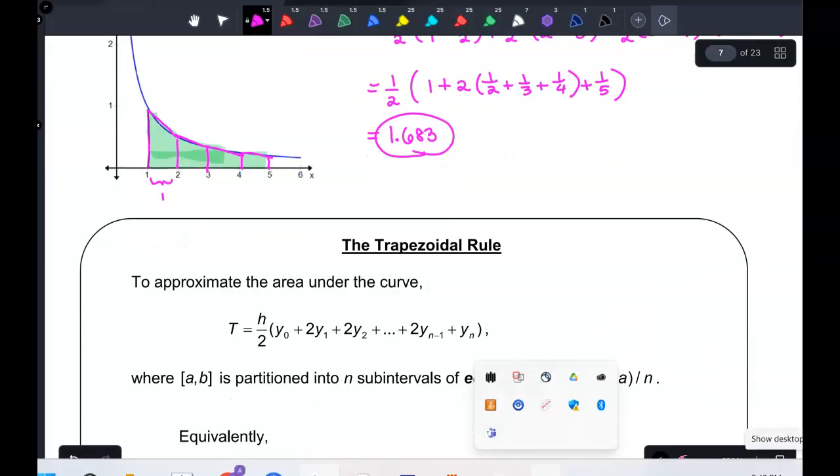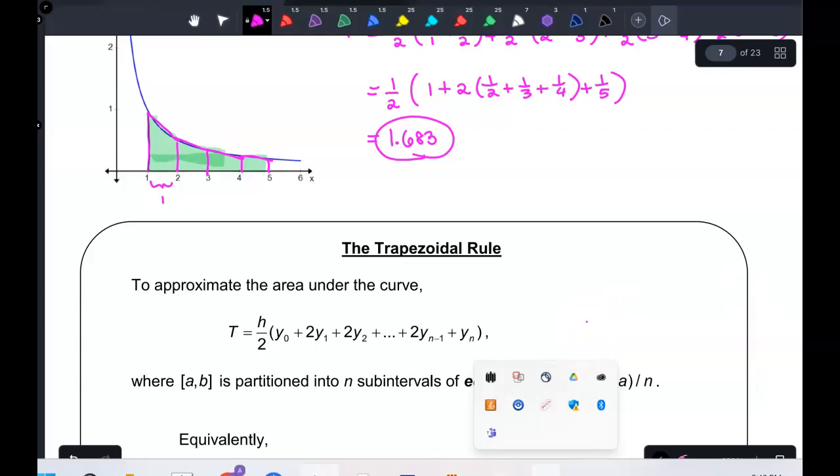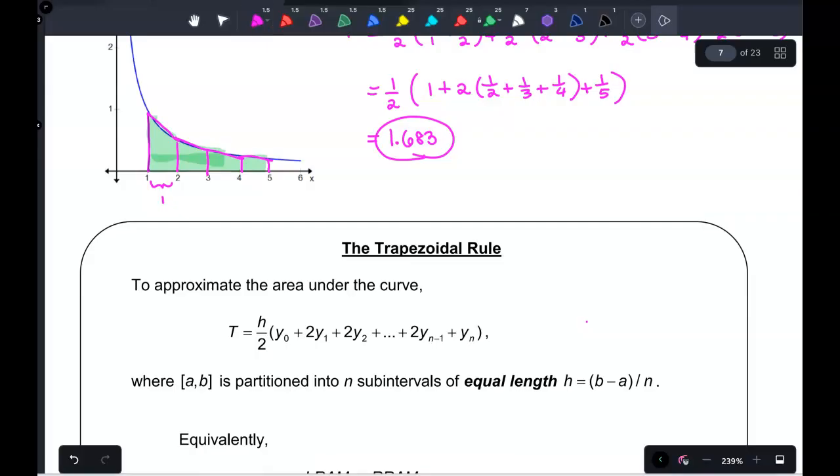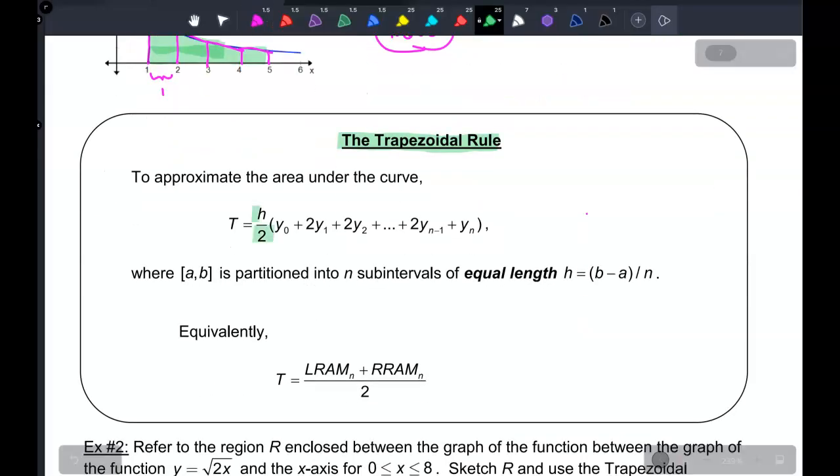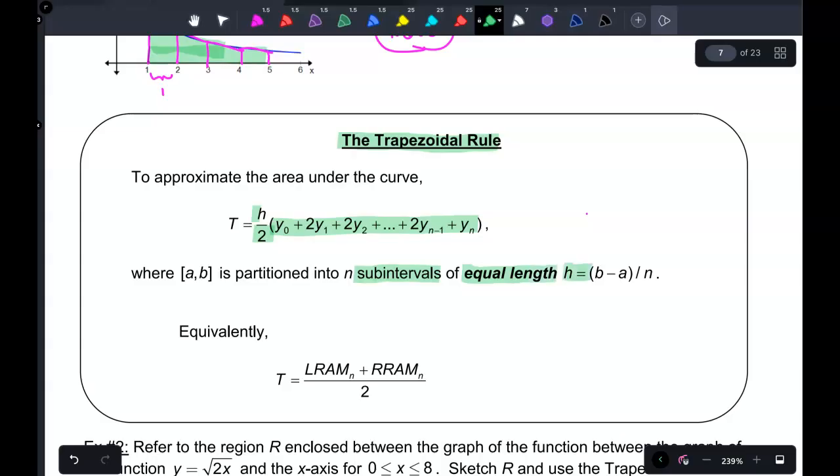Okay, so that's basically our trapezoidal rule. H over 2. Notice the first and the last are used once. All the ones in the middle are used twice. That was the shortcut. I already showed it to you. The only time we could use this, though, is if the subintervals are of equal length. H is b minus a over n.